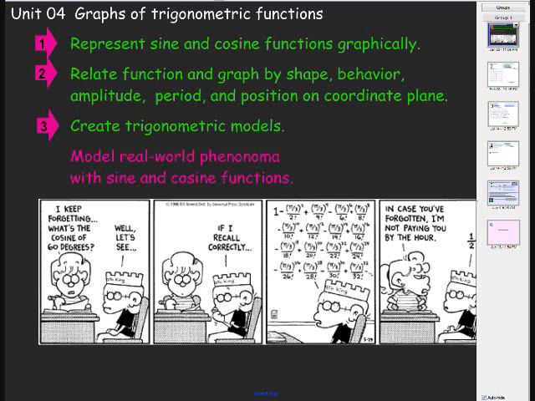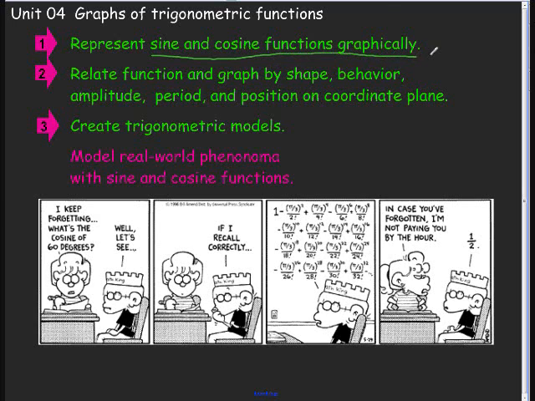Let's see, what have we accomplished so far? Looked at the sine and cosine functions graphically. We have been relating the function and the graph by shape. The sinusoid, we talked about that already. Amplitude, period. We're going to spend more time in section B, talking about its position on the coordinate plane. We'll spend a little bit of time on that here.